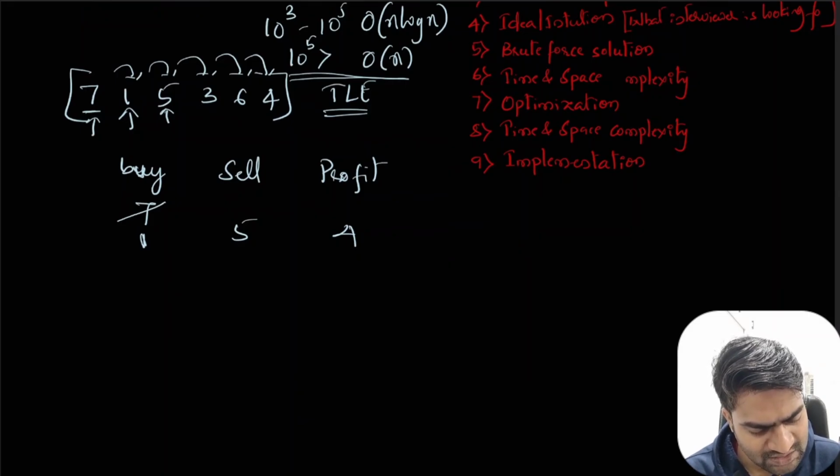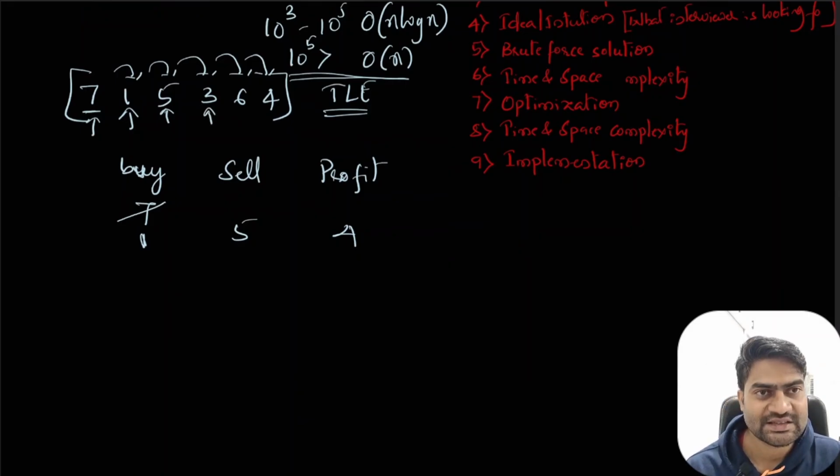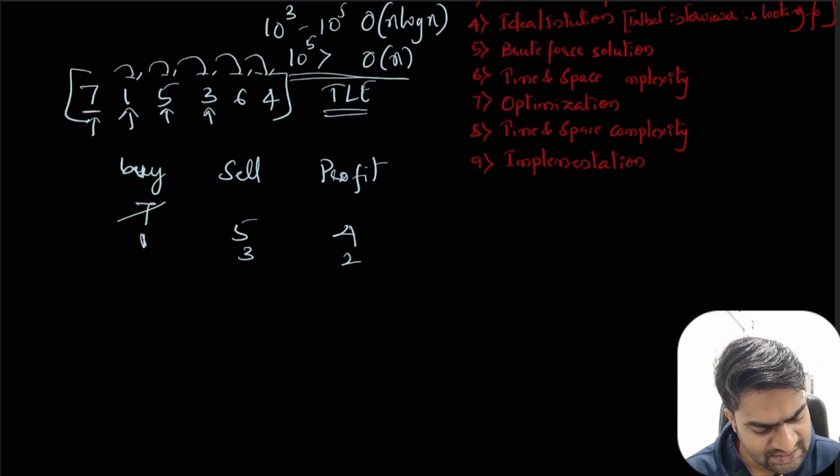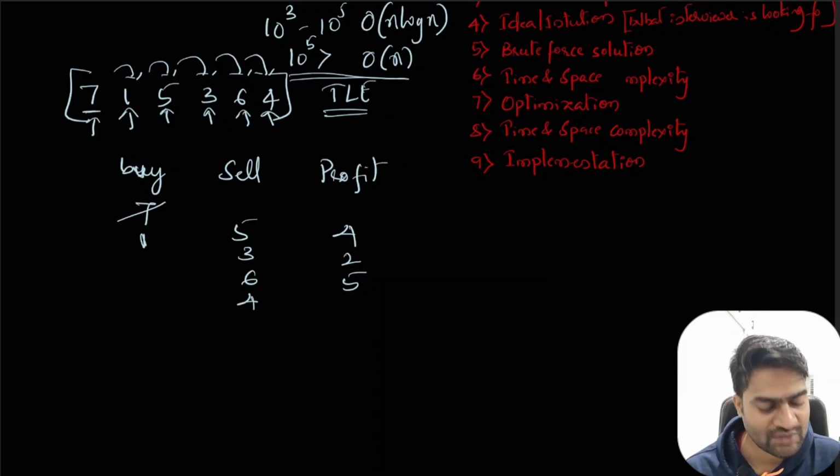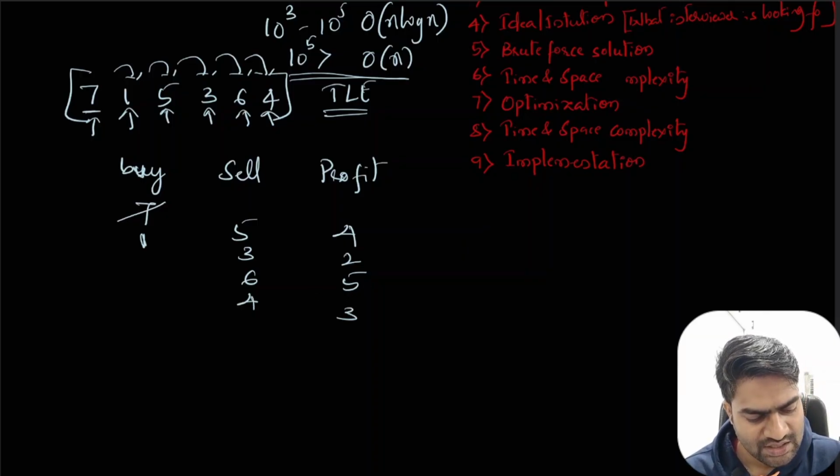I have bought it for 1, then I will try to sell it for 3. So if I sell it for 3, my profit will be 2. Okay. So next I will try to sell it for 6. Then my profit will be 5. I will sell it for 4. Then my profit will be 3. Okay. So with that, now this is for 1.